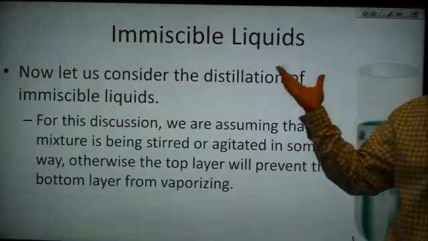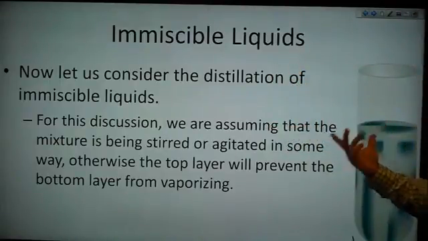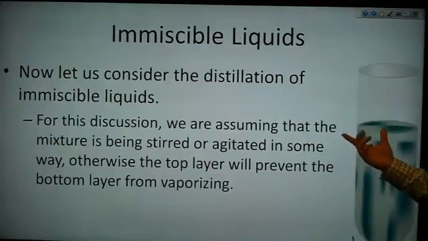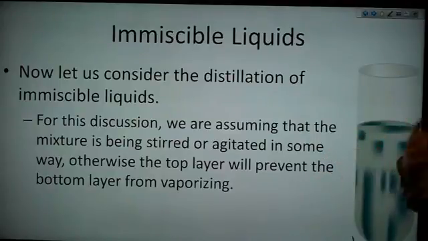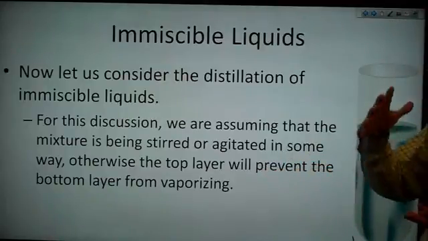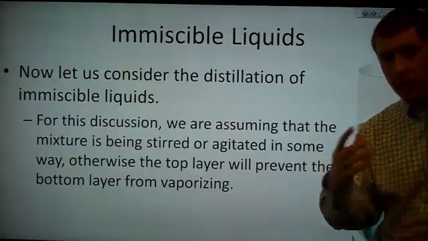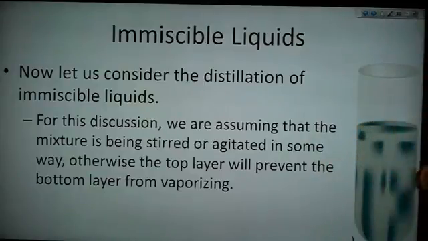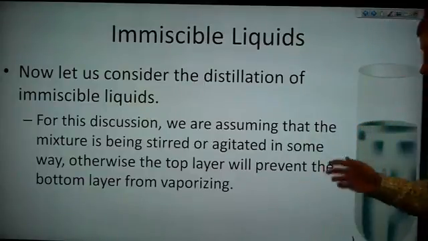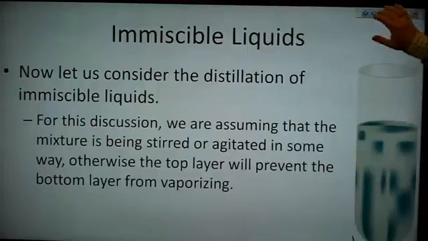Right. So now let's talk about immiscible liquids. For this discussion, we're going to assume that the mixture is being stirred or agitated in some way, because otherwise the top layer is going to occlude the bottom layer and prevent the bottom layer from vaporizing. So we're assuming that we're stirring it up, or it's being agitated in some way. So we have a case that looks something like this, where we have some darker areas and some lighter areas. We have two different phases, and they both exist at the surface here.